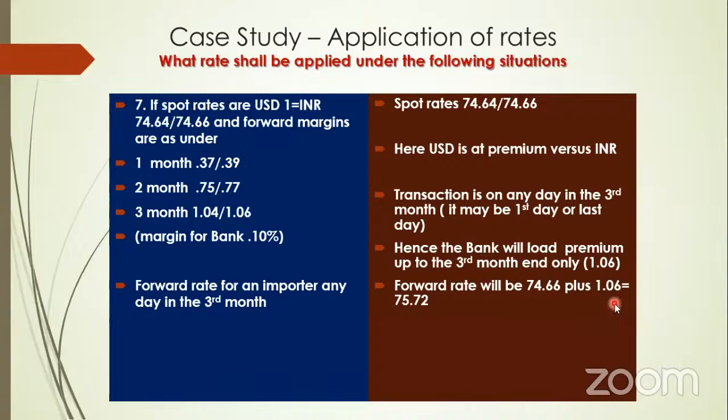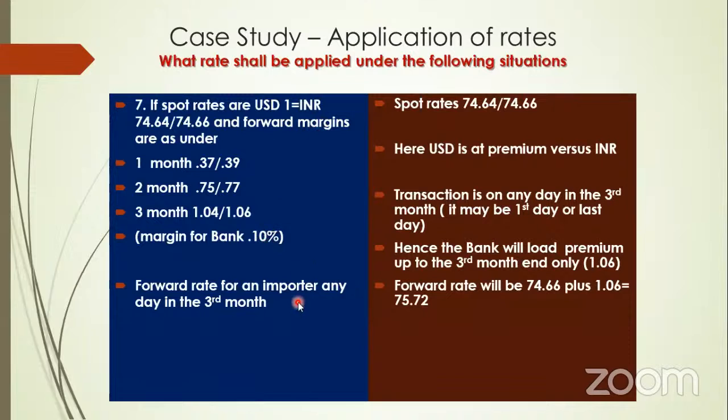So 0.77 you are deducting. 74.66 minus. Oh, sorry. Sir, it's premium, sir. Here it is not a discount, it is a premium. Correct. It is 75.77. Now I have given in a different way. 75.77, so plus 1.06. Oh, that is why.